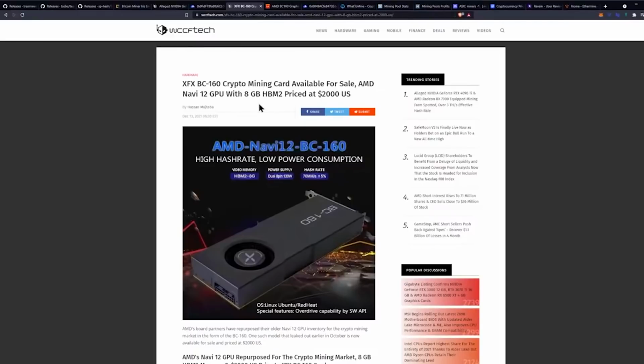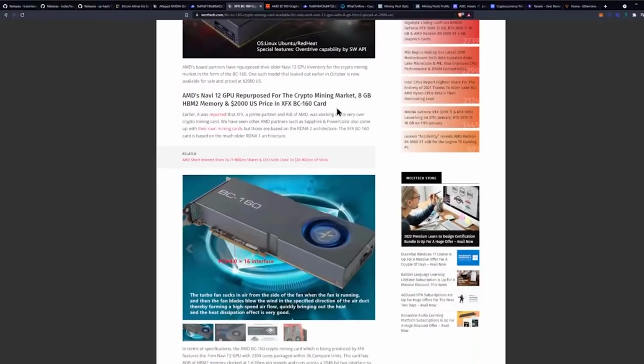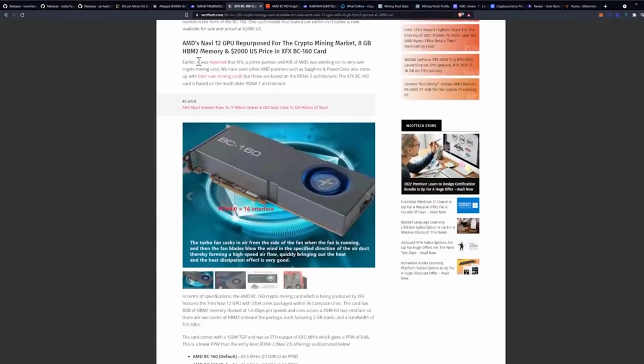AMD Navi 12 GPU with 8 GB of HBM2, priced at $2,000. AMD's board partners have repurposed their older Navi 12 GPU inventory for the crypto mining market in the form of the BC160. One such model leaked out earlier in October is now available for sale and priced at $2,000. AMD's Navi 12 GPU repurposed for crypto mining market, blah, blah, blah. They always get me with that.